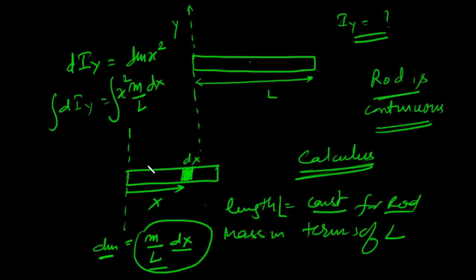So from where will the integration go? Since the mass is at an end of the rod, we can assume the end of the rod as the origin O. So from the origin it will go to length L, and the integration will go from 0 to L.